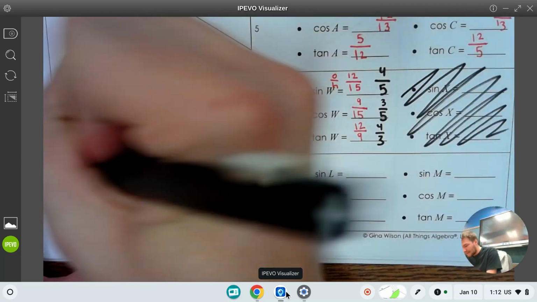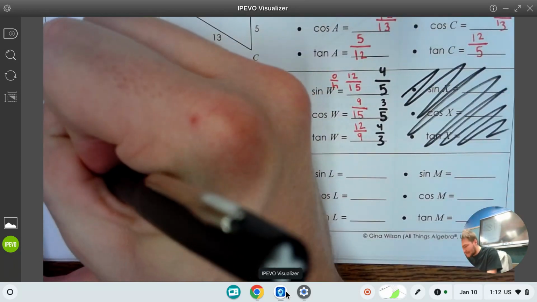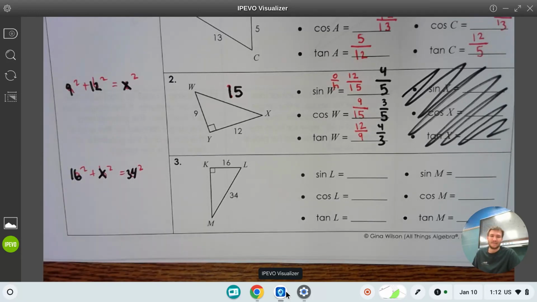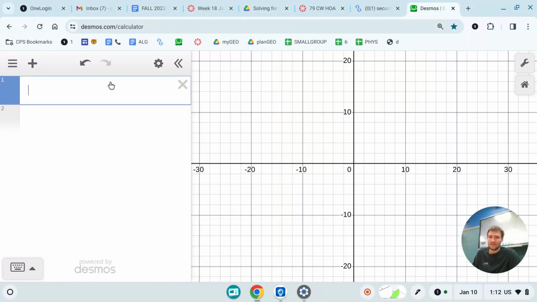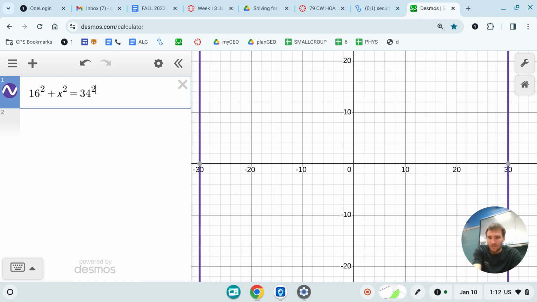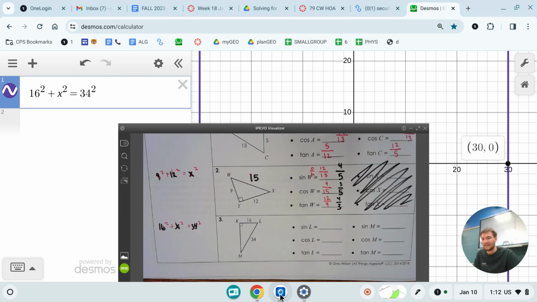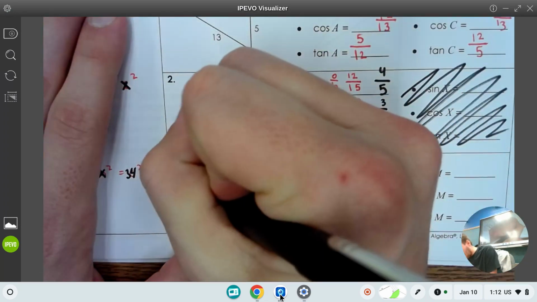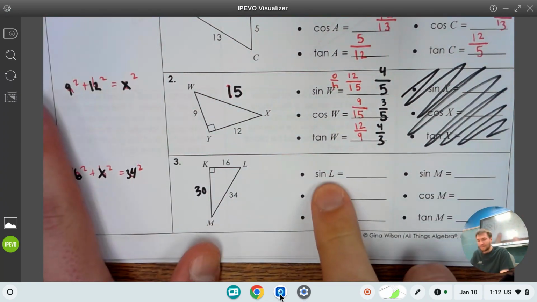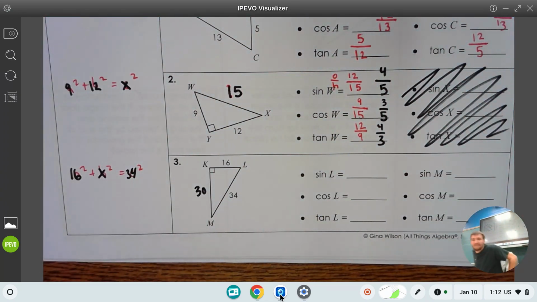The 16 can go in either one of these. We can use an X, and let's use this on Desmos. 16 squared plus X squared equals 34 squared. Type it in, look for the positive one. I'm getting a perfect 30. That is excellent. 30. Now, I'm doing the sine, cosine, and tangent of L.